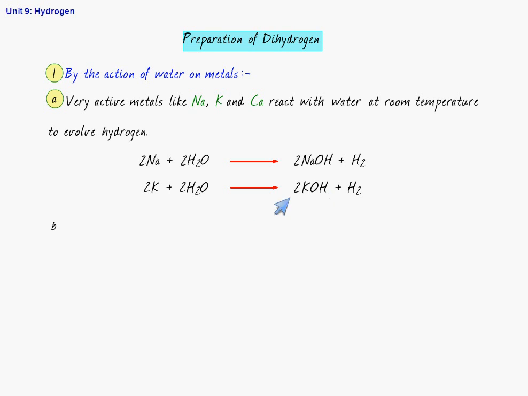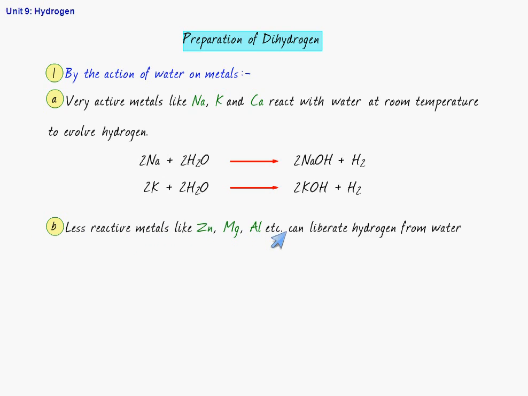Then B. Less reactive metals like zinc, magnesium, aluminium, etc. can liberate hydrogen from water only upon heating. So you can see that in the first case the reaction is spontaneous, highly vigorous and highly exothermic. But in this case, the less active metals like zinc, magnesium, aluminium, etc. can liberate hydrogen from water only upon heating.